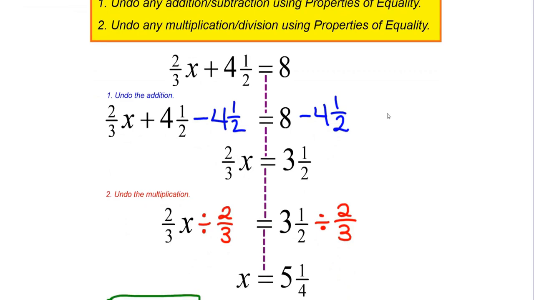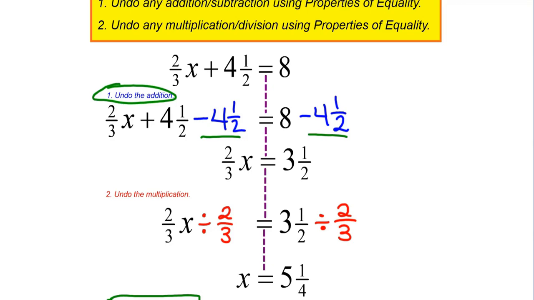So an example, 2/3 x plus 4.5 equals 8. Here we can see we have fractions and mixed numbers in this equation, but still we're going to use the same strategies. So we have addition and multiplication in this equation. I'm going to undo the addition first, just like I did in my other two-step equations. The opposite of adding 4.5 would be to subtract 4.5. So that's what I did to both sides of this equation.